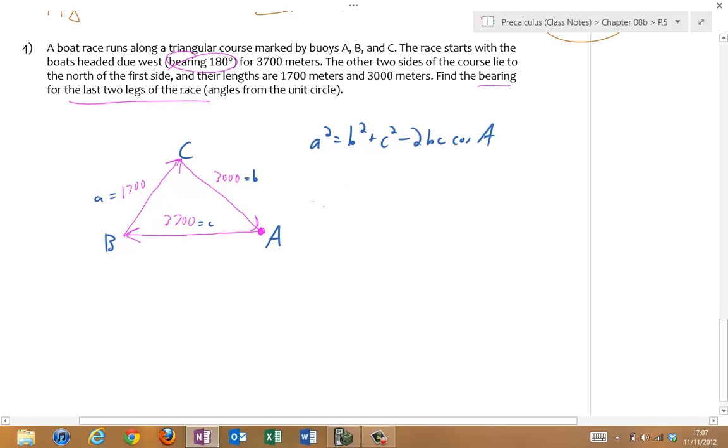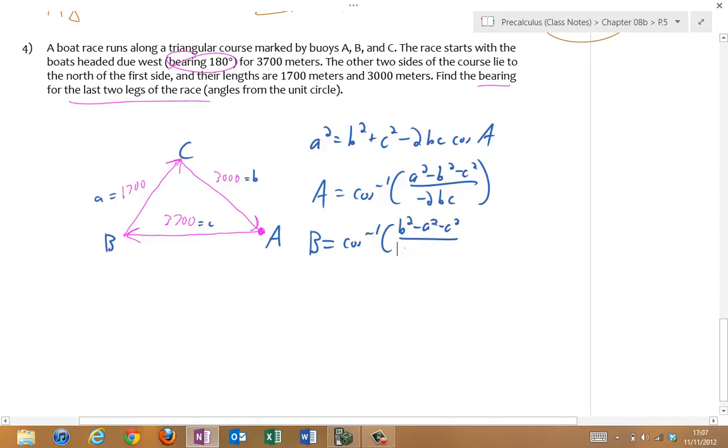I'm going to take that and solve that for A. A is equal to the arc cosine of a squared minus b squared minus c squared over negative 2bc. And here's the interesting thing. And we talked about this in class a little bit. I can take this result and I can copy it for the others. So what I mean by that is we can also say B is equal to the arc cosine of, that would be b squared minus a squared minus c squared over negative 2ac.